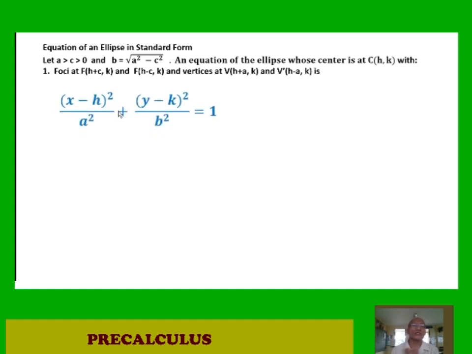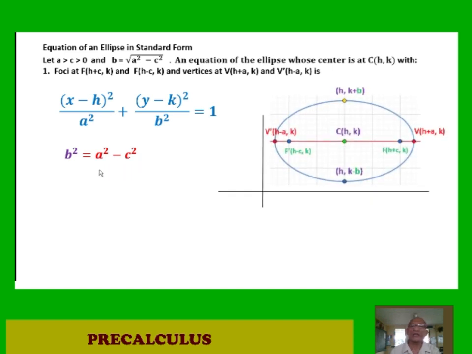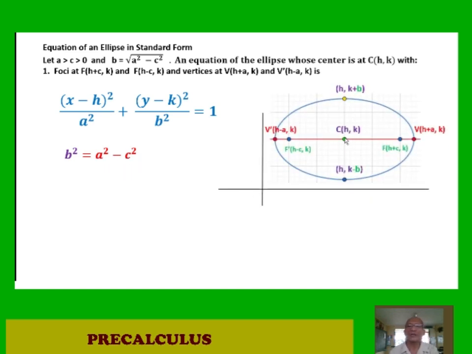So here is the equation of the ellipse with center at (h, k), and b, of course, is b squared equals a squared minus c squared. Its corresponding graph is this one, with the center of the ellipse at (h, k). Moving to the right, since this distance is c, the coordinate of the focus is h plus this distance c.